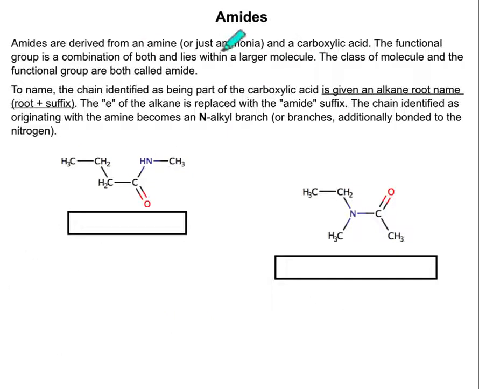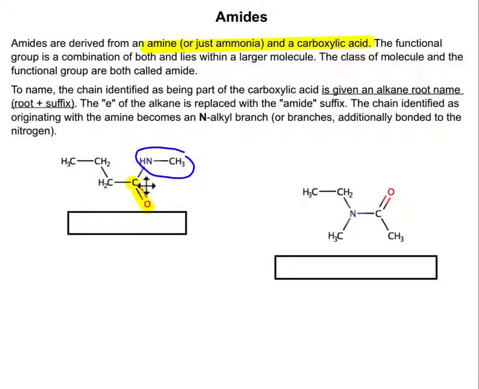Amides come from an amine and a carboxylic acid. It could be ammonia, which would yield a primary amide. I'm just going to deal with a couple of larger ones. To name, it's much the same. We identify the carbonyl group because that's the carboxylic acid, and the rest of it, including any carbons attached to the nitrogen, must have come from an amine. So that's the amine component to this molecule.